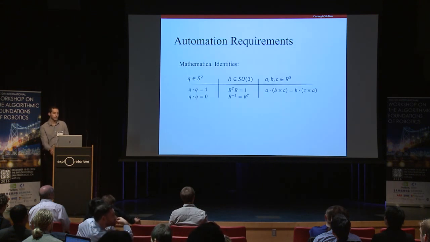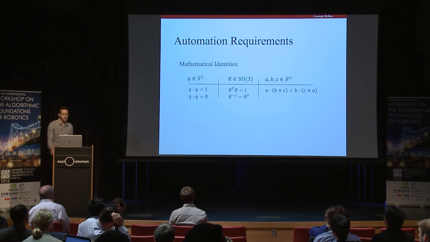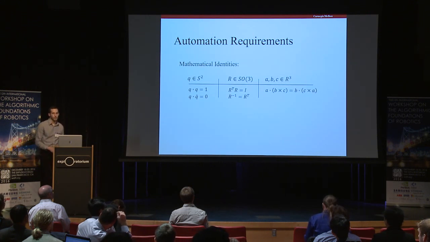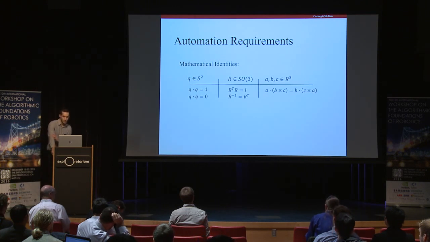Okay, so automation requirements for our tool are that we need to know things like Q is restricted to the sphere, rotation matrices R are restricted to the special orthogonal group. So things like the inverse of R is the same as its transpose. And things like the scalar triple product will allow us to collect with respect to certain vectors in the reals.